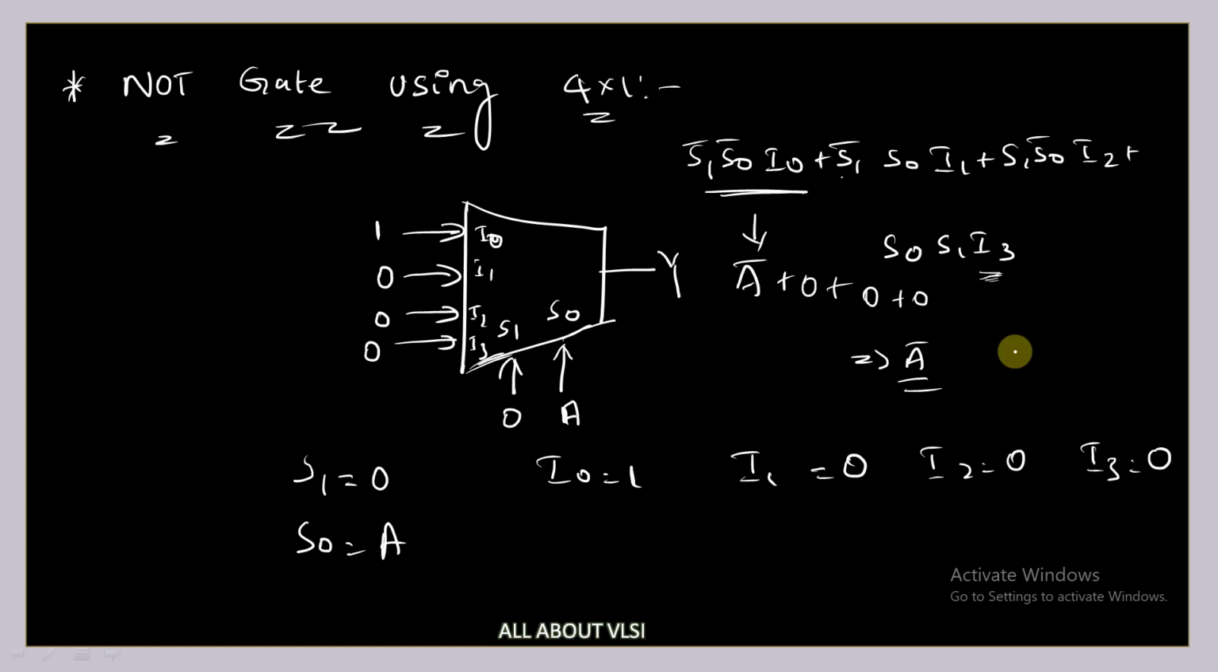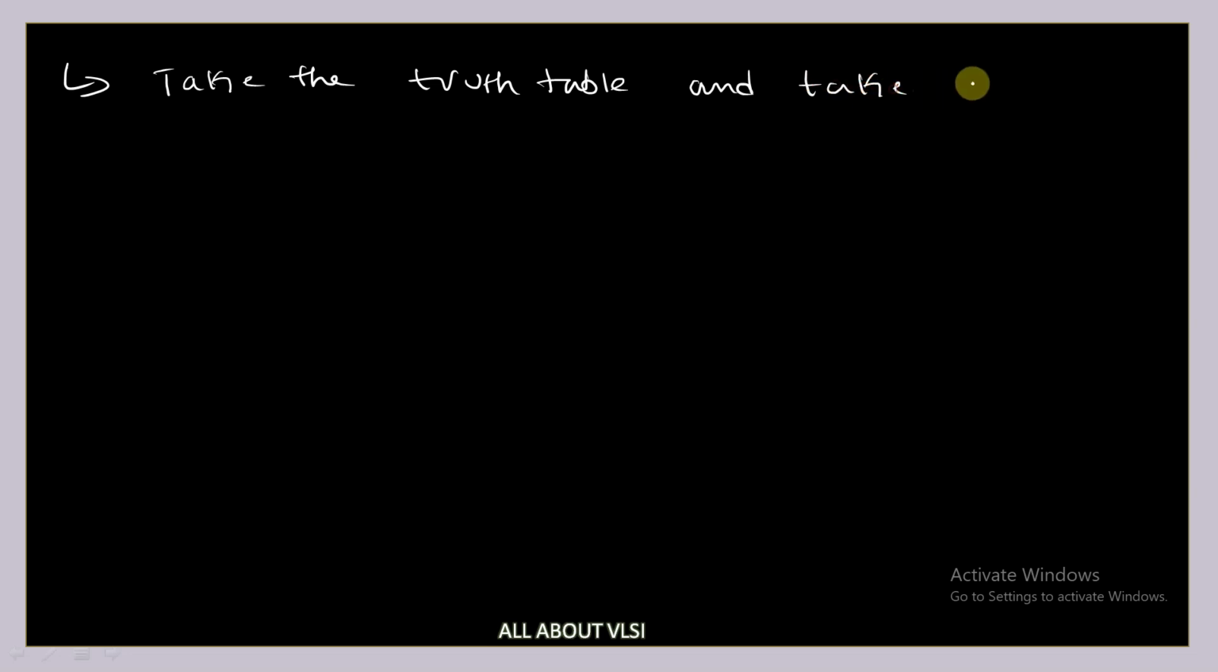Okay, this is one approach, and there is one more approach also for this. What is that approach? You can take the help of the truth table, find out the minterms and take the minterms. So how to take minterms from the truth table, that we already know.